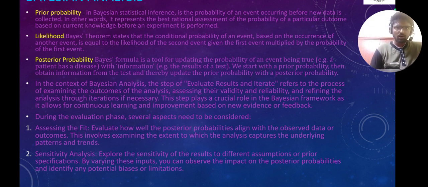Bayes' formula is a tool for updating the probability of an event being true with information. We start with a prior probability, then obtain information from the test and thereby update the prior probability to a posterior probability.